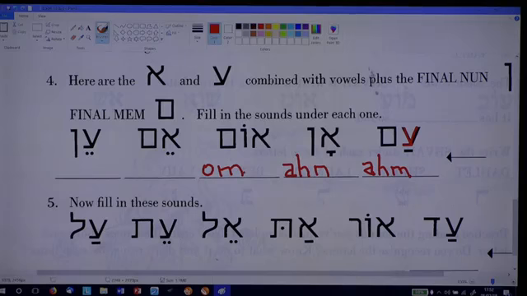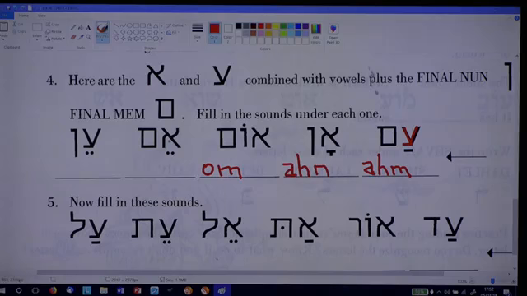Actually, we could make it an H by doing this and call it Om, but you don't know that yet. Om. This Aleph is pronounced with the Tzurei underneath it, so that must be an A-Y-M, aim. And this one is a Y-N, ain.